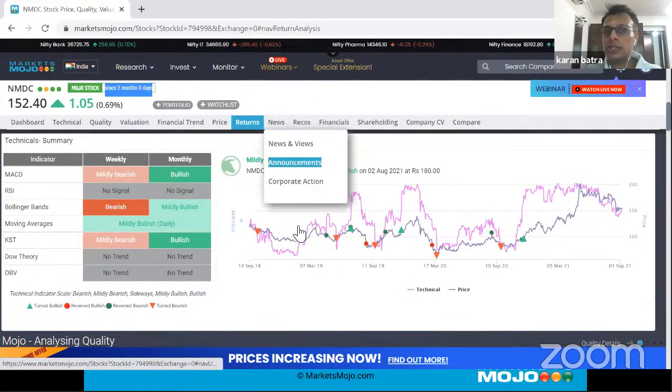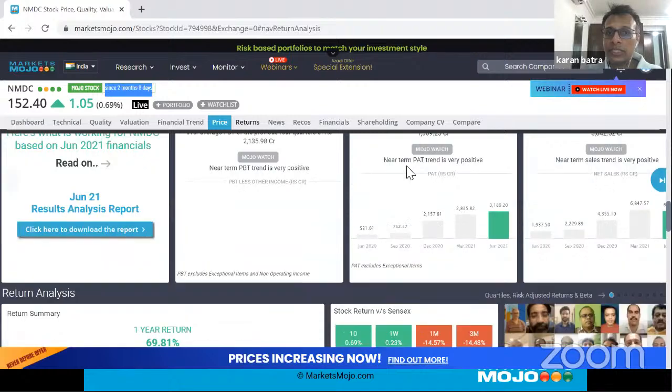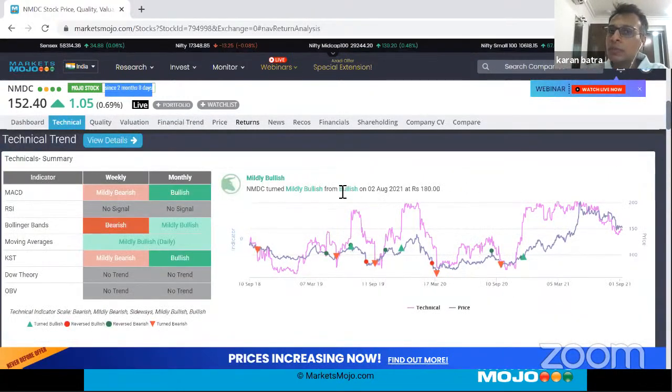If I go to returns, now we know that in a 1 month period, while the market is up by 7%, the stock is down 15%. And because of this, if you see, the technicals of the company are also deteriorating. It used to be bullish, it became bullish at 93 rupees.